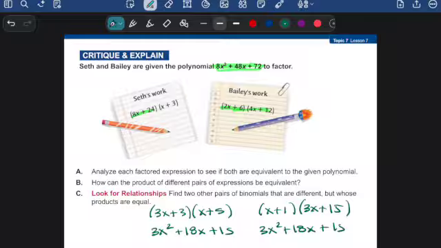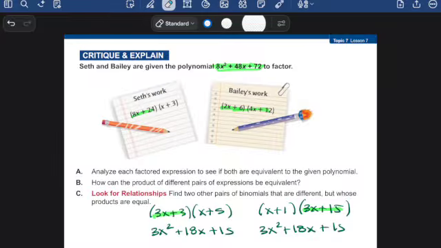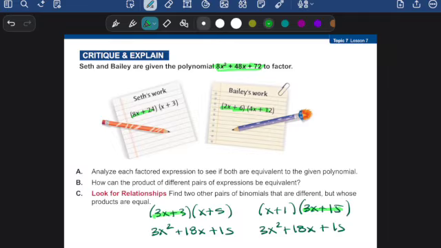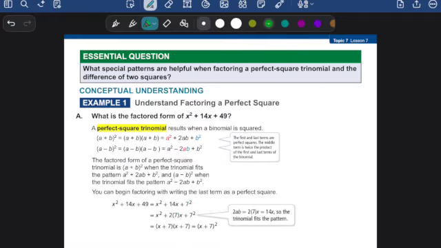So I'd get the same trinomial, but I have different factors, and these are all not factored completely either, because we could pull out a 3 here and we could pull out a 3 there. So you can see you can get equivalent factors, but if you're not factoring completely, you're going to get two different answers. So let's look for some special patterns to help us factor what's called a perfect square trinomial and the difference of two squares. So remember, difference of two squares was a binomial that we recognized before.